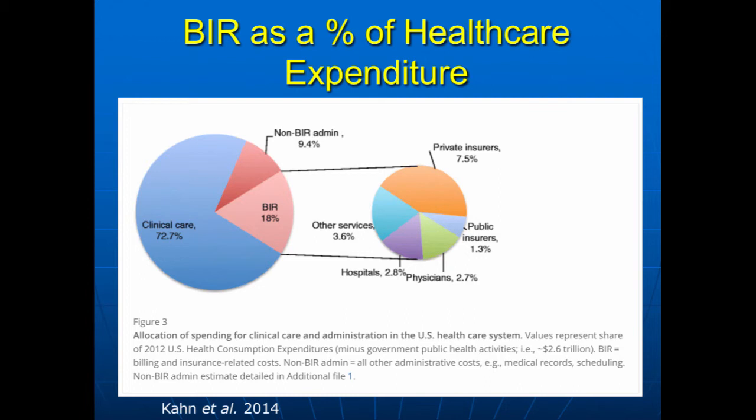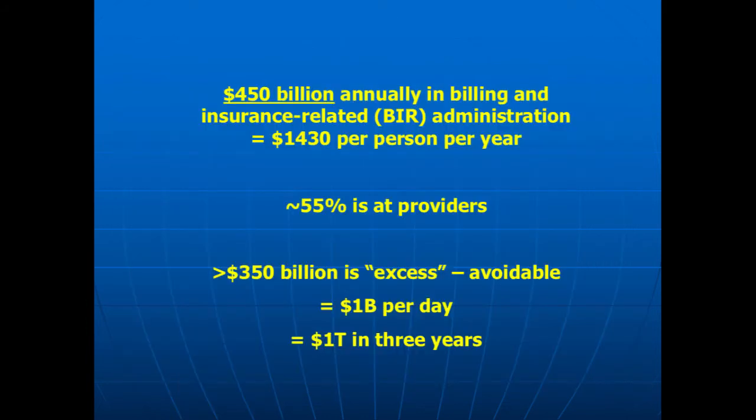Non-BIR administration, such as hiring and payroll, is 9% of costs. BIR administration is 18%. This includes administrative costs and profits at insurers and the BIR burden at providers. How much are we talking about? It's hard to get an intuitive handle on it. The $450 billion spent on BIR is more than $1,400 for each person in the U.S. per year. The excess amount is more than $1 billion per day and $1 trillion over 3 years.